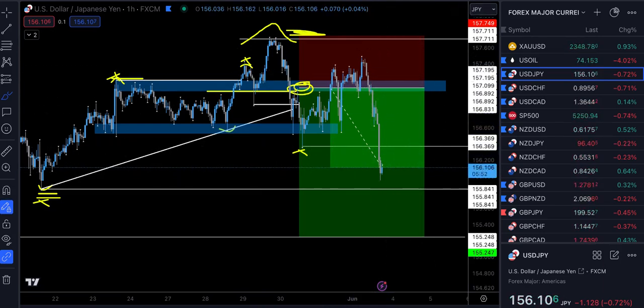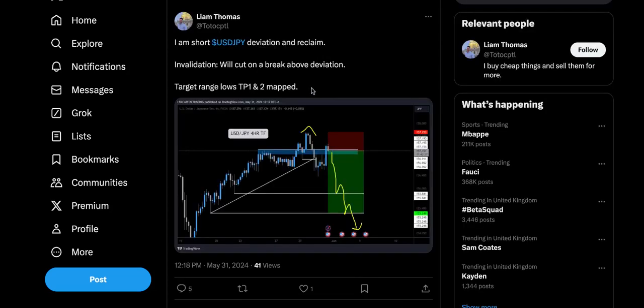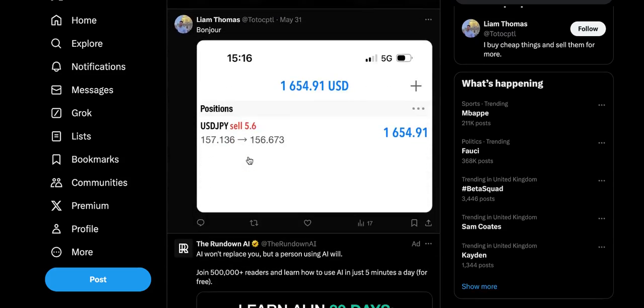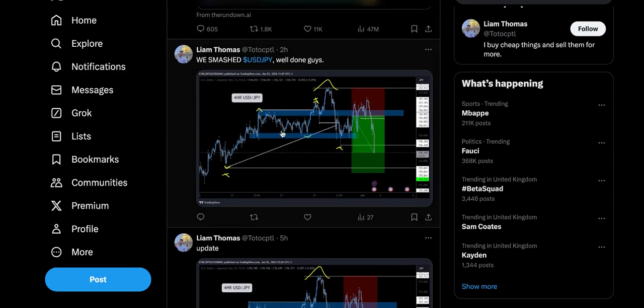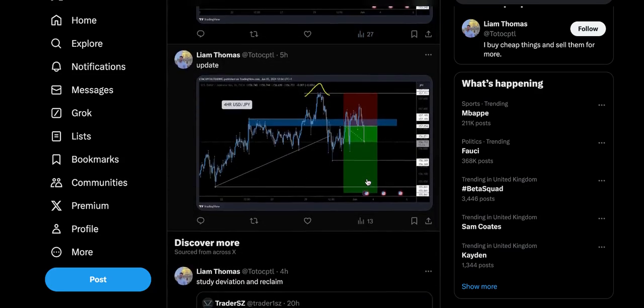Let's just jump over to the Twitter just so I can show you guys, this was taken in real time. So I've got all the receipts here. I am short USD JPY, deviation and reclaim, invalidation will cut above this level here. Targets are these swings that I've just showed you, mapped out there. So you can see here, this is the receipts. We smashed USD JPY, well done guys. And ultimately, this trade is playing on.